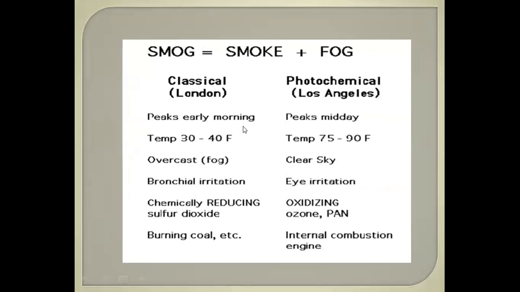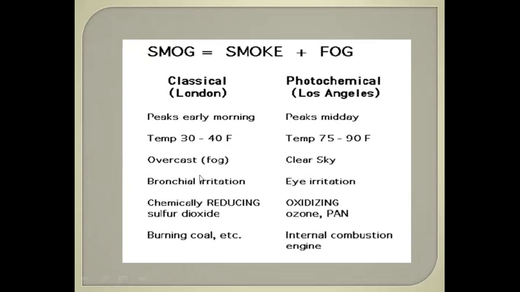Classical smog peaks early in the morning, whereas photochemical smog peaks at midday. The temperature for classical smog is 30 to 40 degrees Fahrenheit, and for photochemical smog it is 75 to 90 degrees Fahrenheit. Classical or London smog has overcast fog, and in photochemical Los Angeles smog, there is a clear sky.